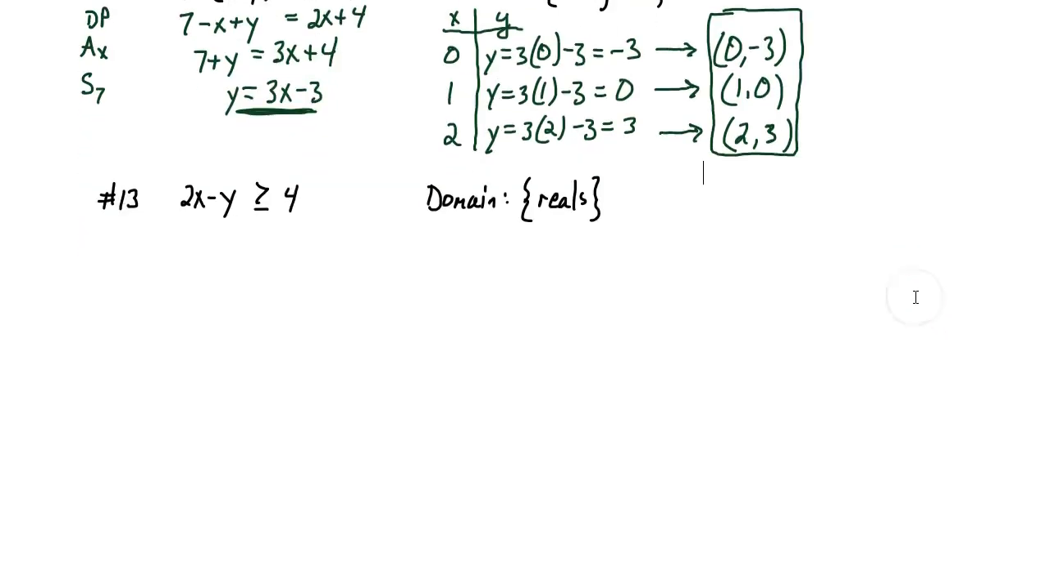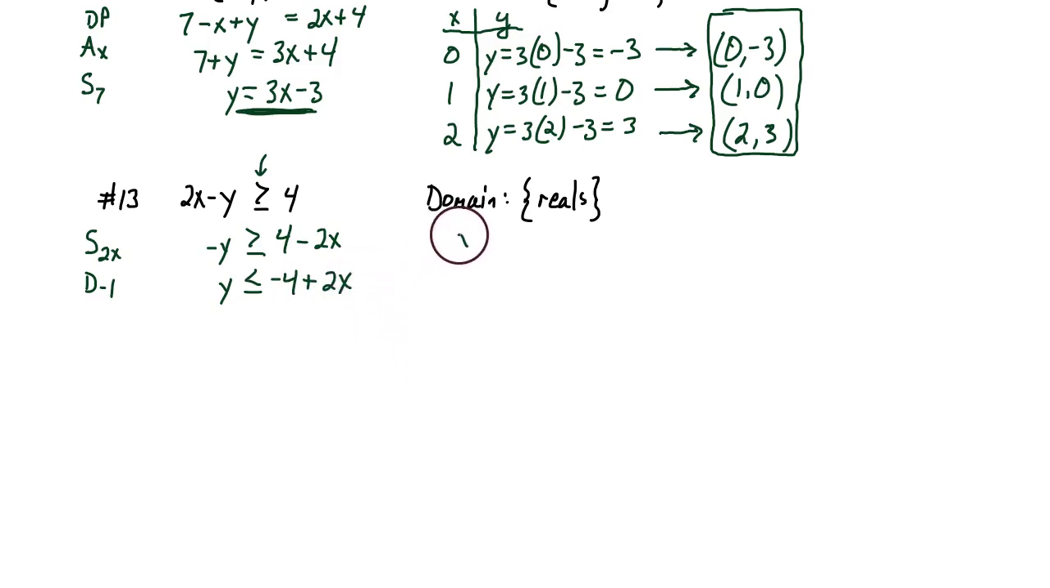Number 13, same directions. We're going to find 3 roots, but this time we have an inequality. Let's use our same systematic approach and solve for the letter y. So first, subtract 2x from both sides. We get -y is greater than or equal to 4 minus 2x. Now divide by -1. Flip the arrow because we divided by a negative. This makes -4 plus 2x.